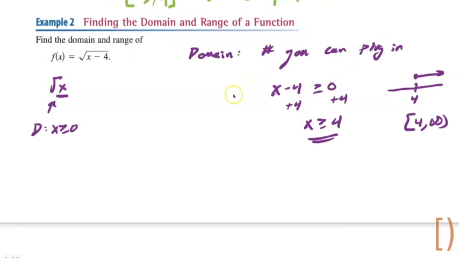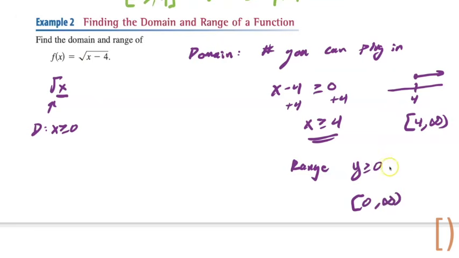How do you do range? Now, range is tougher than domain is. If you're doing range just by looking at it, you have to think, okay, what numbers do I get out? If I do this, what numbers do I get out? You can't get a negative, because square roots don't go negative. So your range is going to be 0 to infinity, or y is greater than or equal to 0. Or you could say 0 to infinity. But that's a lot tougher.